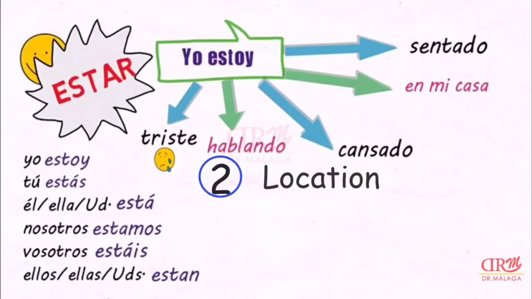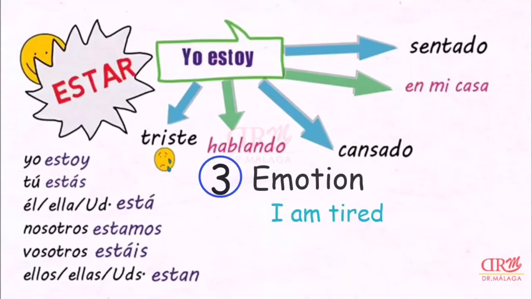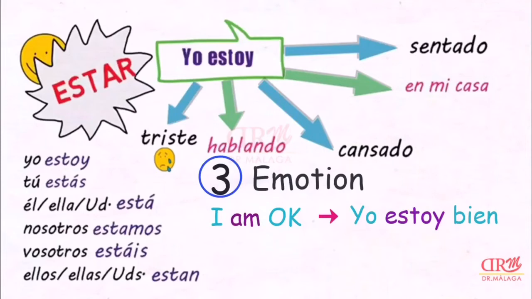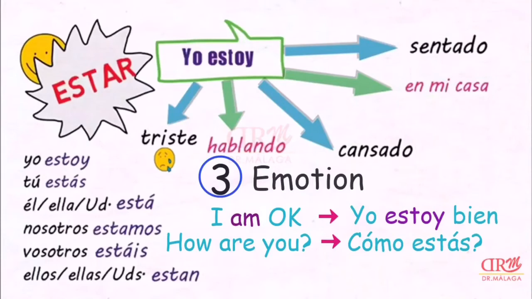The third condition is when you are talking about how you feel at the moment. For example, you want to say that I am tired, so you say yo estoy cansado. I am tired. And for example, you are okay and you want to say I'm okay, you say yo estoy bien. It is the same when someone asks you in Spanish, ¿Cómo estás? You will say estoy bien.